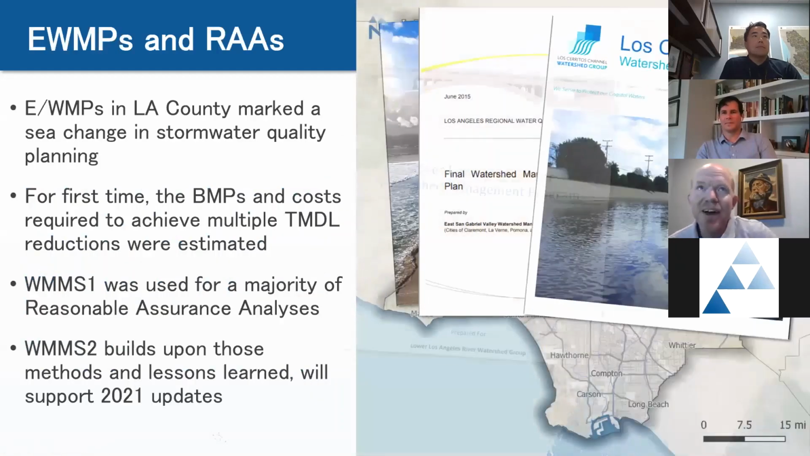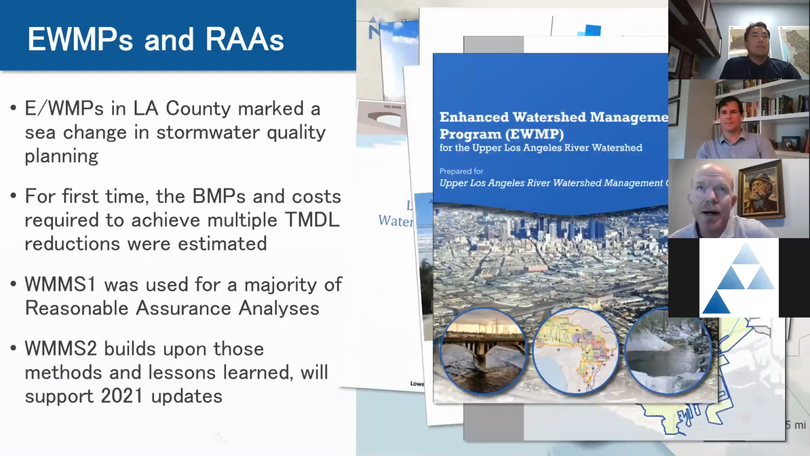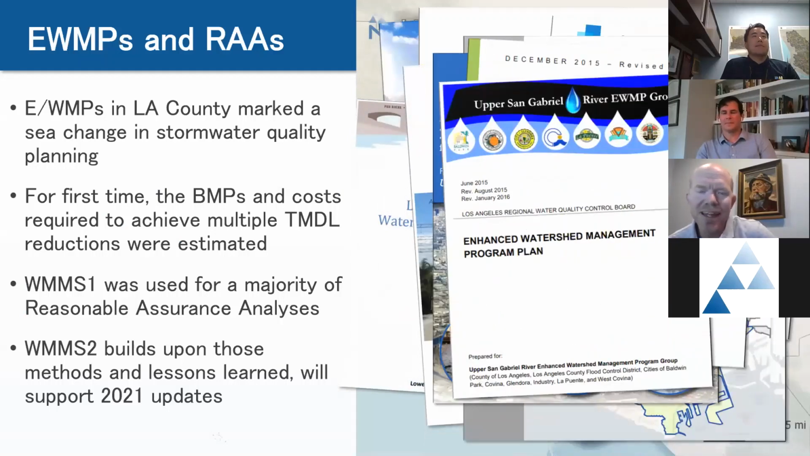So EWMPs and RAAs in LA County. The EWMPs and WMPs, now they're just WMPs, we can just say that, makes our life easier. They really marked a sea change in terms of planning in LA County for the first time as a community. LA County was able to digest the BMPs and the costs that would be needed to meet all the requirements in the MS4 permit, the billions of dollars to meet a range of pollutants from zinc and bacteria and toxics and nutrients and all of the usual suspects.